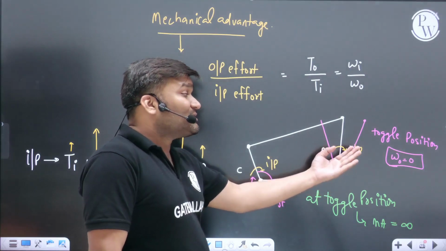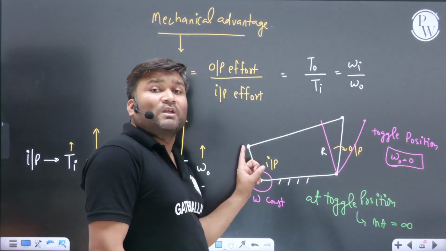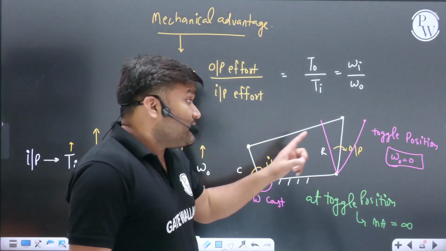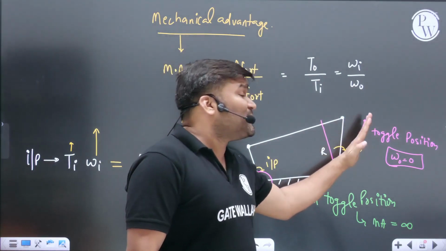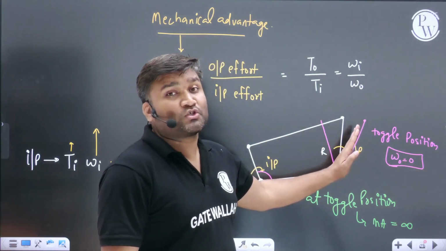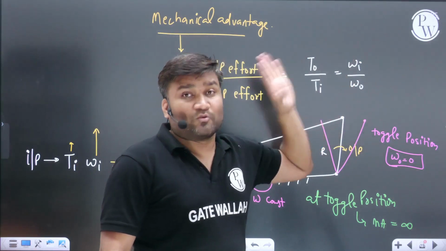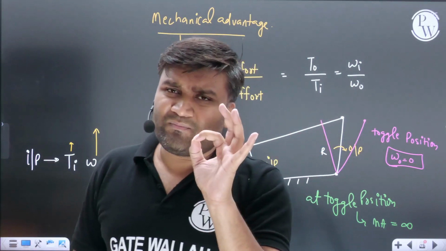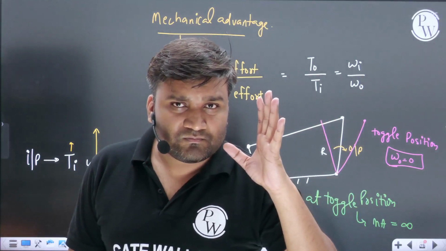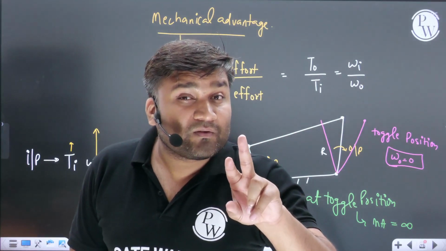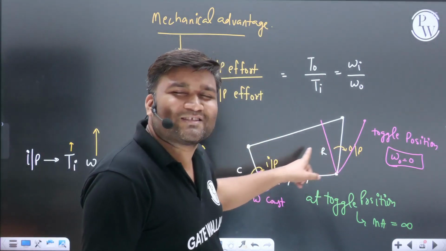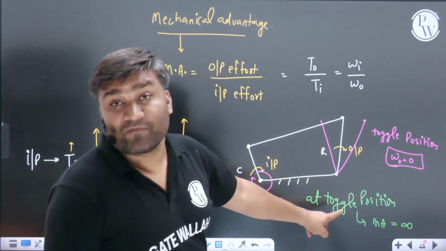If I do it in reverse, that is, sir, I am giving input here and getting output here, then it is not infinity, it will be 0, beta, because at certain toggle positions the input speed will become 0. Output is continuous, input will be 0 at toggle position. If input is 0, then 0 upon something is 0. So very carefully, most of the time they have asked what is going to be the mechanical advantage at toggle position. Infinity comes. But if in a very clever manner I say this is my input and this is my output, then the answer will be 0, not infinity, beta.